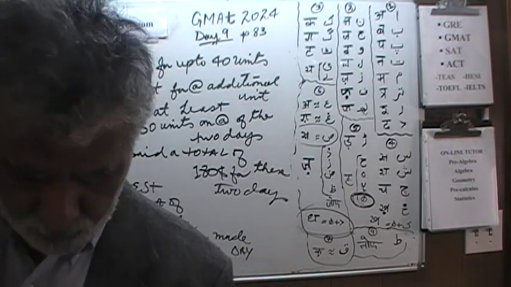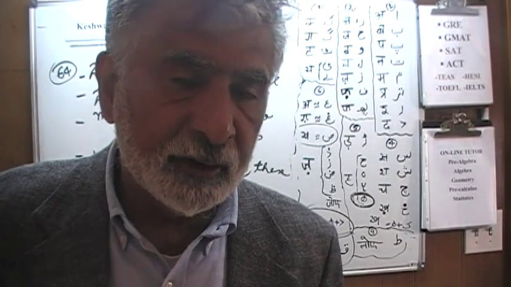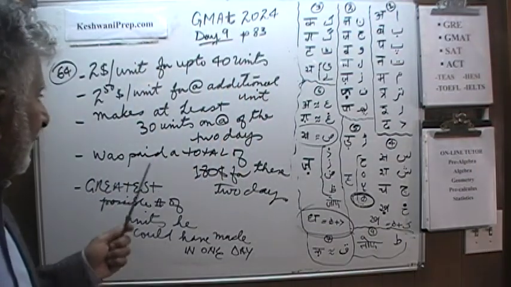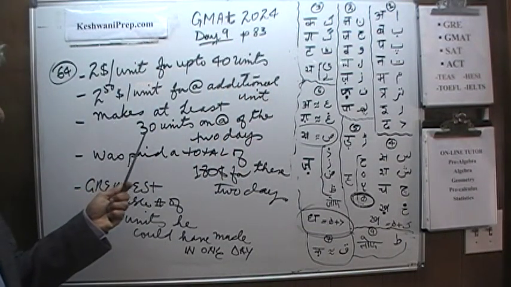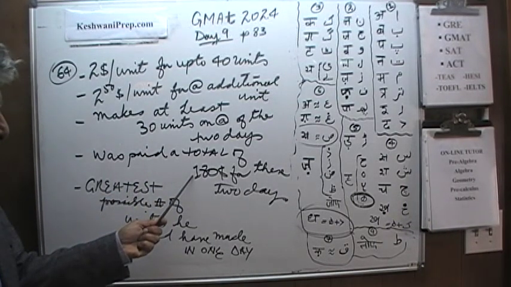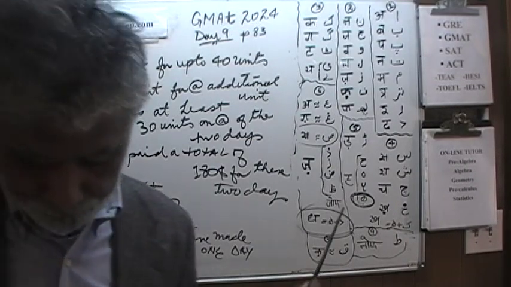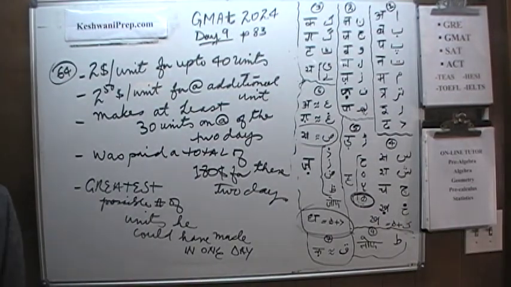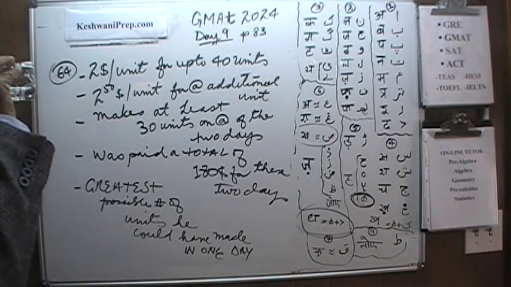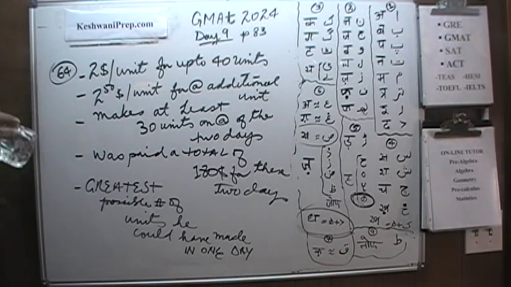So this guy is putting together units. He's getting $2 per unit, up to 40 units. Anything above 40, he gets $2.50. We are told that he is going to work for 2 days, and for each of these 2 days, he made at least 30 units on a given day. We are told that at the end of 2 days, he was paid $180. The question simply is, what is the greatest possible units he could have put together in 1 day? Do it yourself. Pause the video. Let's see what we can do.